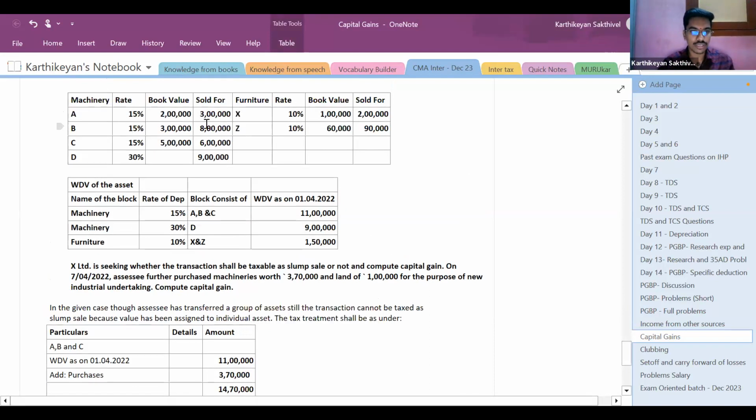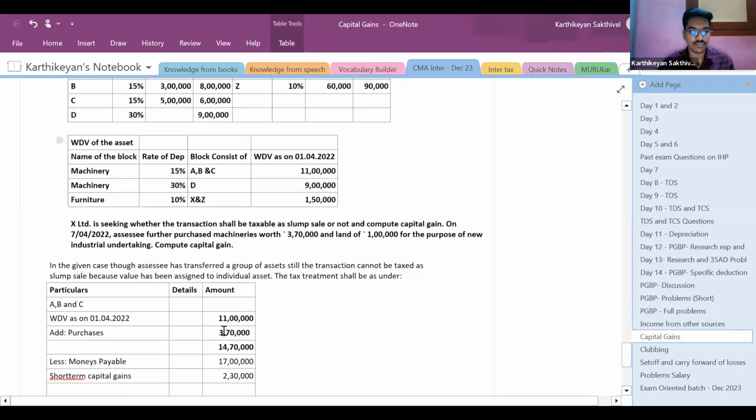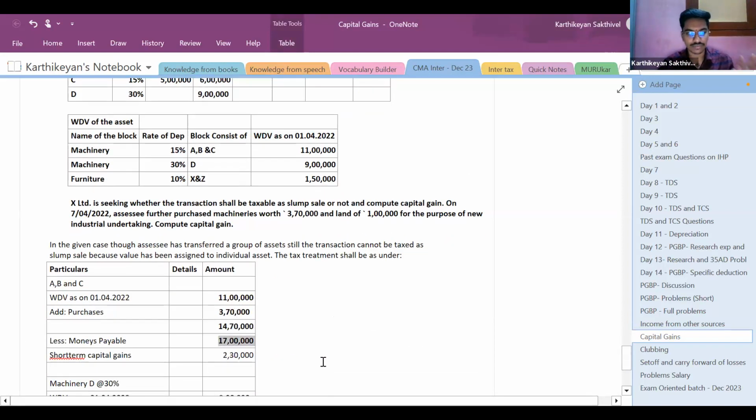In this block, a total of 3 assets have been sold. One for 3 lakhs, another for 8 lakhs, another for 6 lakhs, which is summing up to 17 lakhs. Okay, so total monies payable is 17 lakhs. So now if you look at the difference between these two, generally monies payable is more than our WDV plus purchases.